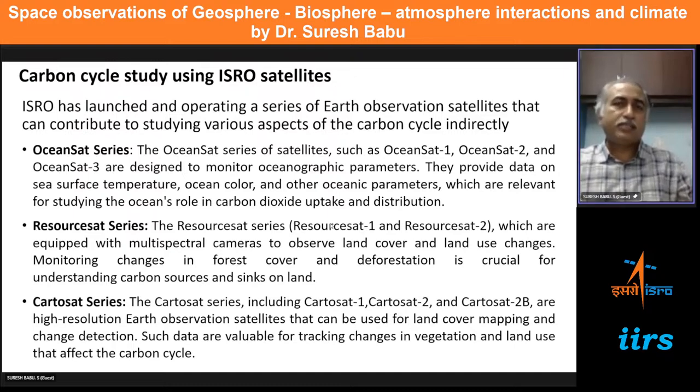We have the Cartosat series. These are all imaging satellites. These images will be used for land cover mapping and change detection. This data is also valuable for tracking changes in vegetation and land use, which affect the carbon cycle. So these ISRO satellites are also used for carbon cycle studies.